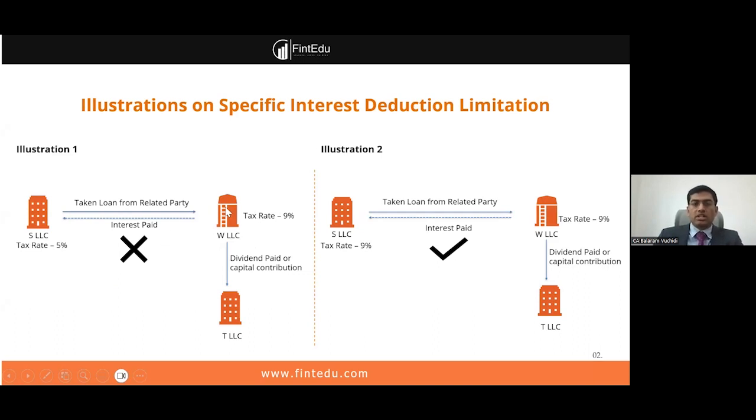So in this case, the interest paid by WLLC cannot be allowed or shown as a deductible expenditure for corporate tax purposes. Whereas in illustration 2, everything else is the same, but the tax rate in the case of SLLC is 9% instead of 5%. So here there is no difference in the tax rates, and both companies are paying tax at 9%. Though the funds taken by WLLC are used for dividend payment and capital contribution, since there is no tax advantage in this arrangement, whatever interest is paid by WLLC to SLLC can still be shown as expenditure and as a deductible amount. So this is how we need to look at this.